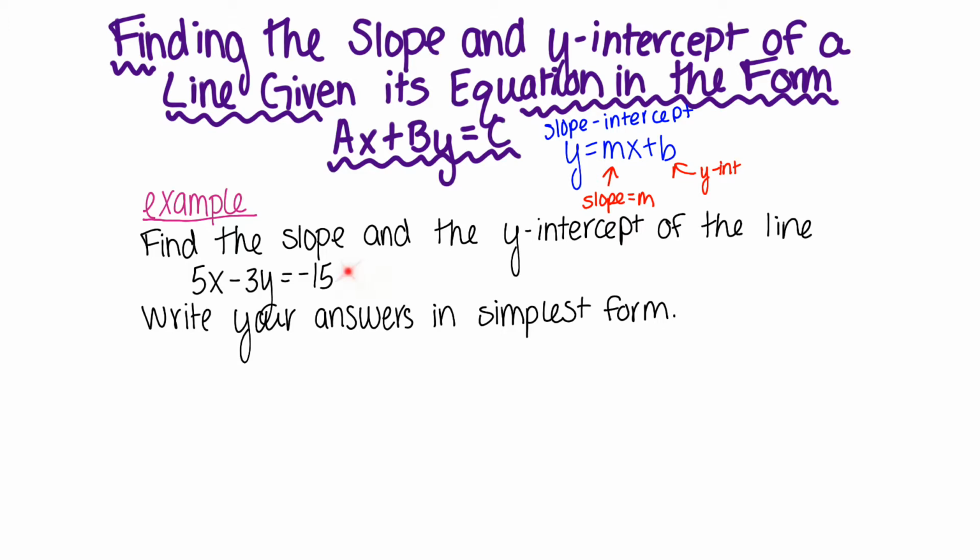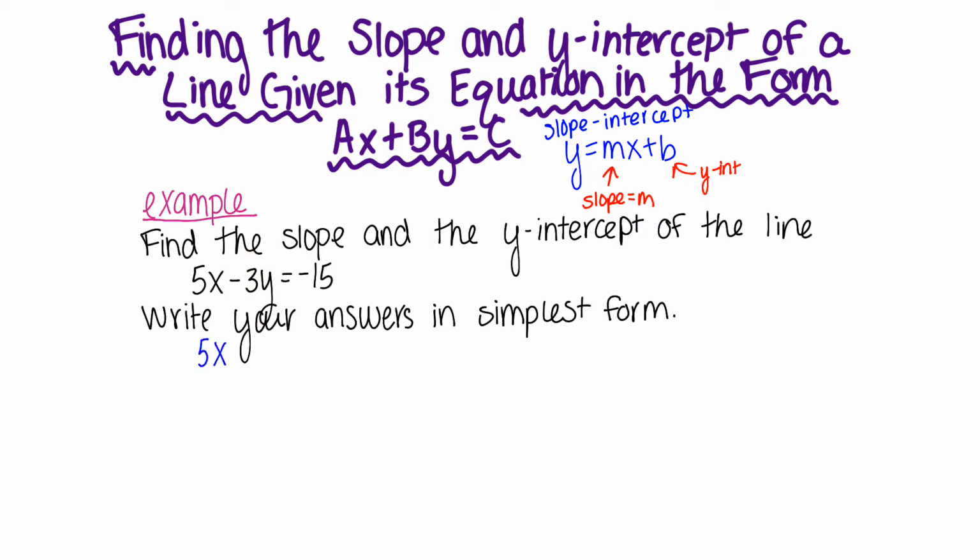So if you have an equation of a line and it's given in standard form, to find its slope and y-intercept, you're going to want to turn it into slope-intercept form. That's going to mean moving the x's over to the other side and then getting y by itself.